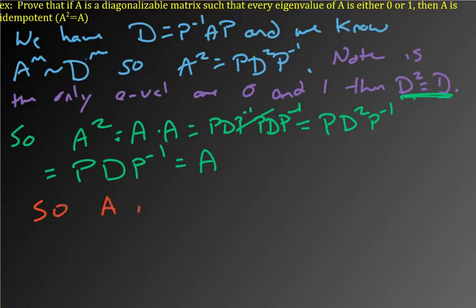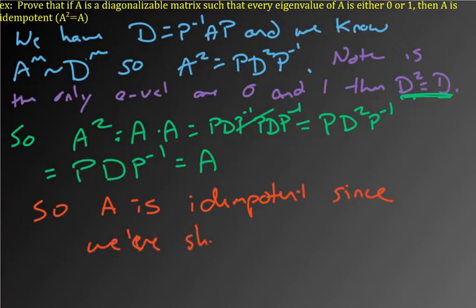So A is idempotent, since we've shown A squared is A. And that's it.